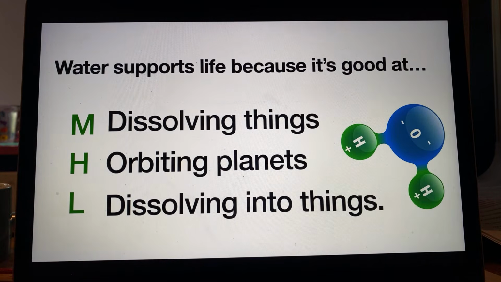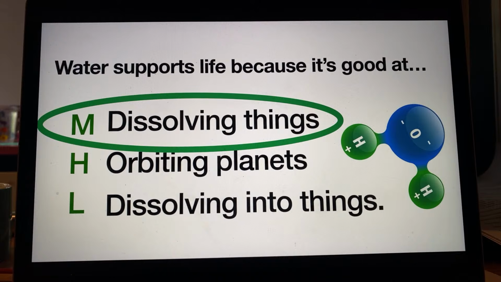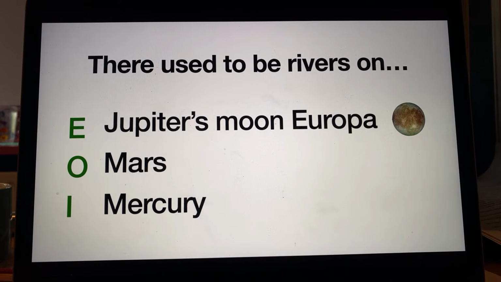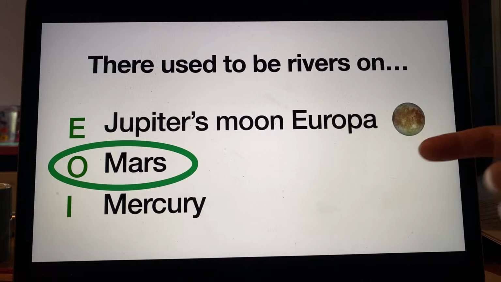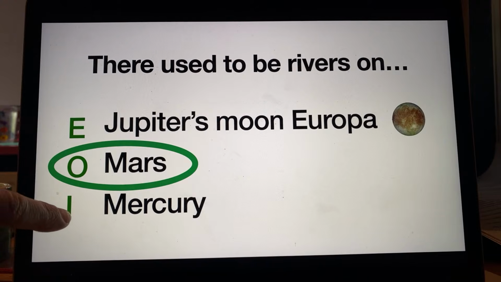Water supports life because it's very good at dissolving things. So the first letter was an M. There used to be rivers on Mars. There might well be liquid water trapped under the ice of Europa. There's a tiny little bit of ice in the craters of Mercury that aren't being blasted by the solar wind or heated up too much. Mars did used to have rivers.